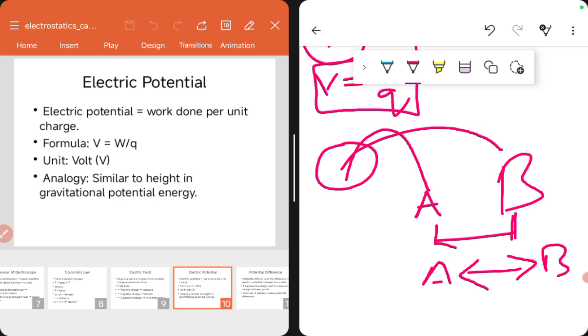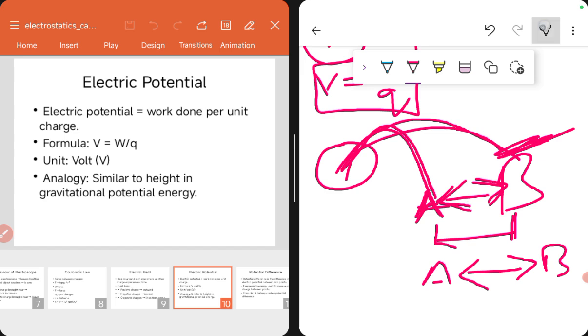Now, the farther you are, the more work I have to do to bring that unit positive charge to where you are. Between A and B, there's a difference in potential because B has a higher potential, which means more work done in bringing that unit positive charge there. A has a lower potential, which is lesser work done because it is closer in bringing a unit positive charge. So the difference between the electric potential between these 2 points is called the potential difference.